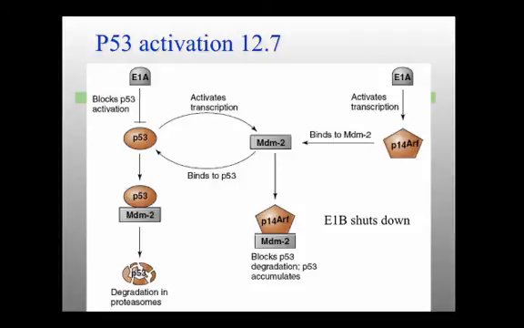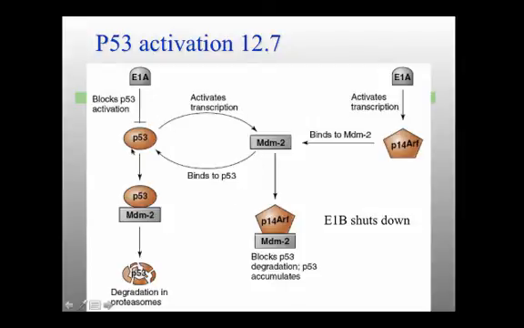So how does that work in terms of E1A? E1A, the arrow here is supposed to be blocking P53 activation. I actually think the arrow should be more over here in terms of blocking the transcription of MDM2. Well, why do we care about MDM2? Normally, MDM2 binds to P53.